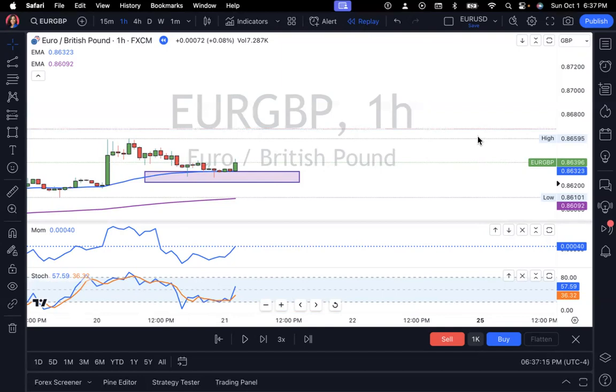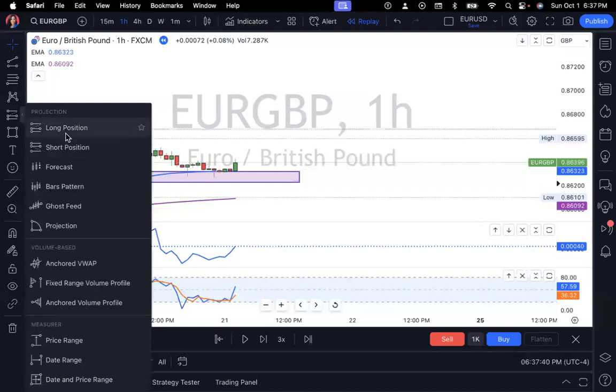Are the candles above the purple EMA? Yes. Confirmation number 3. Is my momentum indicator facing up? Yes, it is. Confirmation number 4. Is it positive? Yes. Confirmation number 5. What about my stochastic? Is it facing up? Yes. So we have all the confirmations for a buy in addition to the candle tapping into the demand zone.